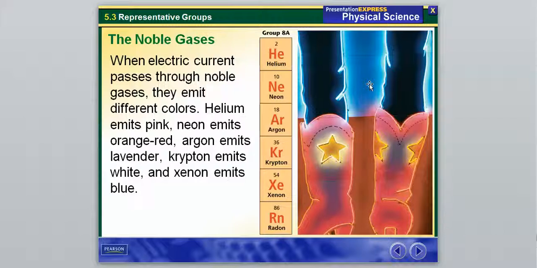So you might have seen signs like this before. People usually just call them neon lights, but a better term would probably be noble gas light, because if there are different colors besides the orangish red, that means there's a different element, a different noble gas, present there. So I think that's something interesting about this group.